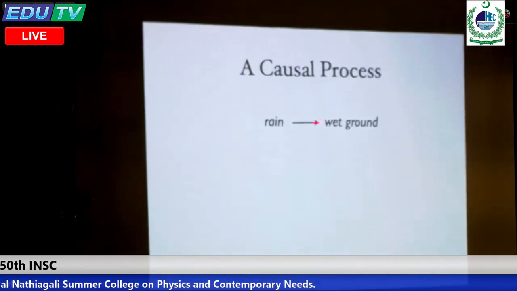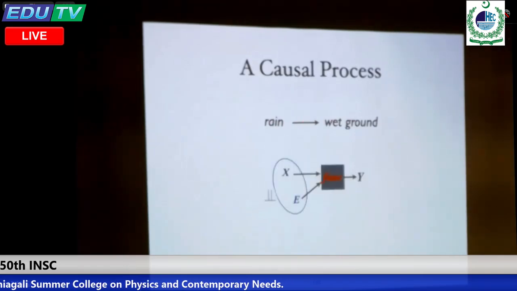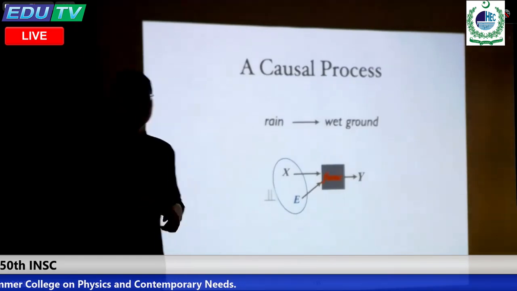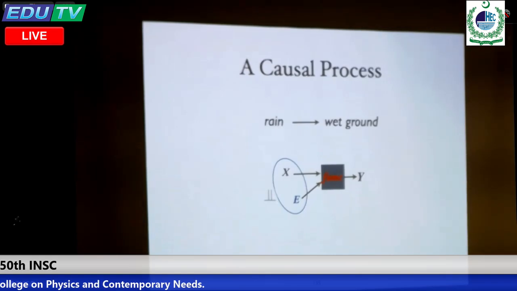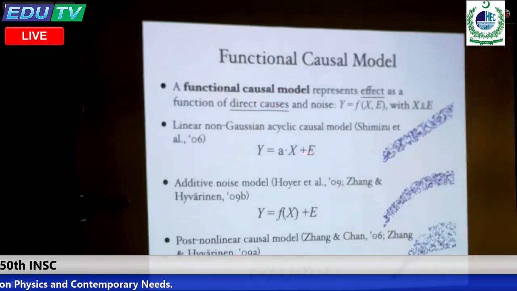How? Remember, when we say this causal process, from rain to wet ground, there are some other omitted factors, right? We don't measure them, and they are independent. The noise term would be independent from the cause. Okay? This is called the independent noise condition. Good? And then this causal process can be represented by the so-called functional causal model or structural equation model.